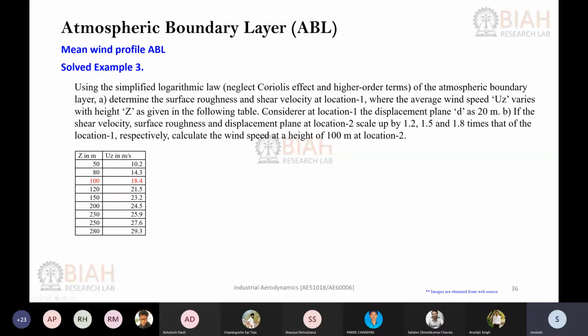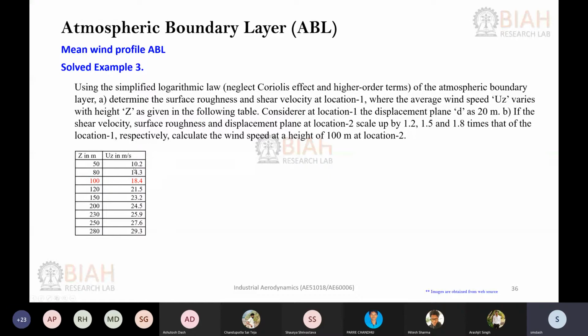So now what you need to find out for location 1, first, is the surface roughness and the shear velocity. So how can you determine this? You can use the graphical technique, because you can see that there are many data points here. So you cannot estimate using two different values. If you remember the last example we solved, there were only two data points, right? So in that case, you could estimate the surface roughness and shear velocity using the equation itself. But for this type of question, you need to use the graphical technique.